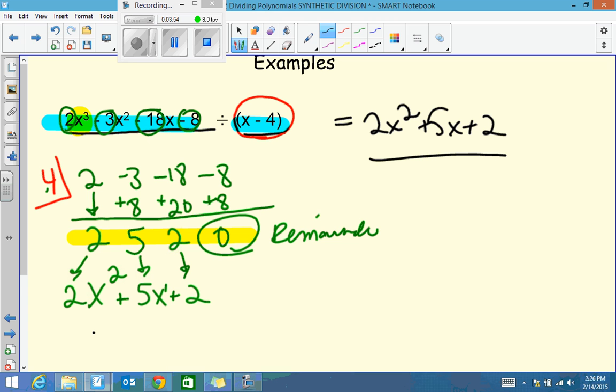So as you can see, it's a little bit easier. We don't have to set up long division. There's only really one step. And we really don't use variables in our equation until the very end. Okay? So let's try another one.